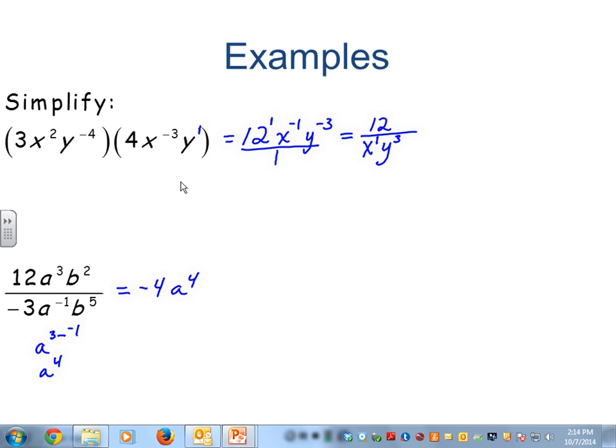But for b, b to the second over b to the fifth, you're going to get b to the negative 3, so that b to the positive 3 is going to go on bottom. Another way to look at that is you have b times b on top, and then on bottom you have 5 b's. And these two will cancel out 2 of these, leaving 3 more on the bottom. So your answer is here.